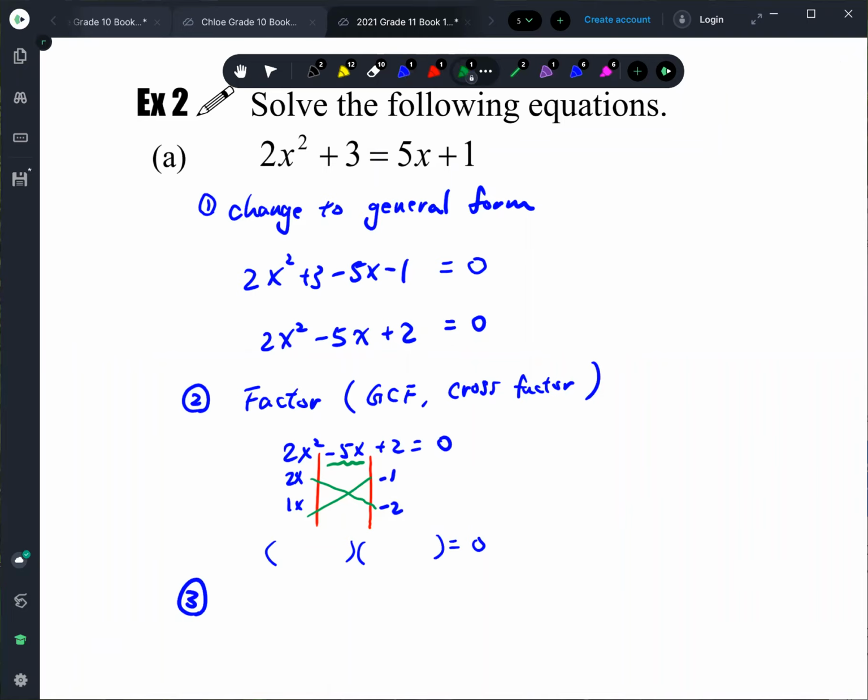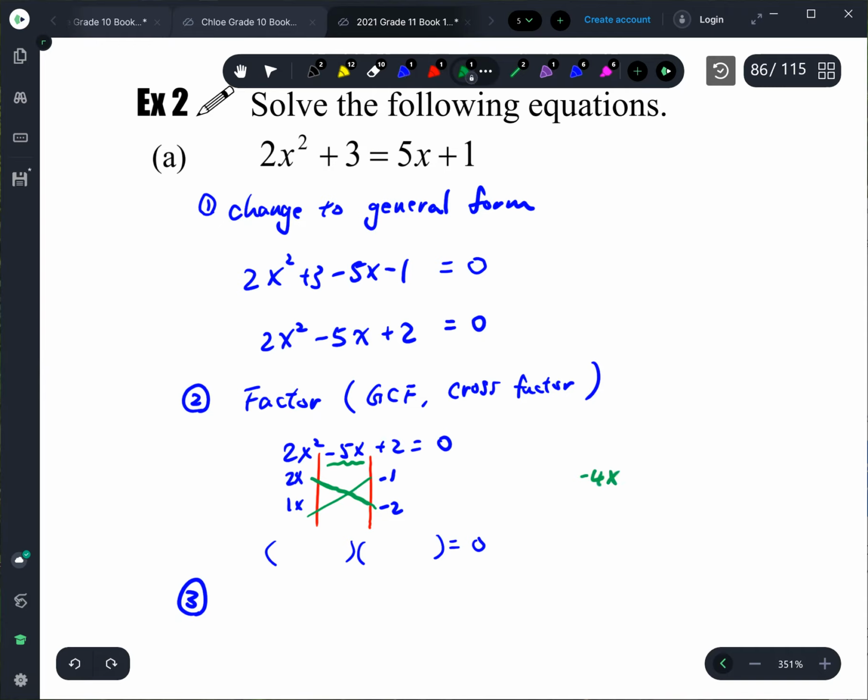Okay, so now if you cross multiply, what do you get? Negative 5x. The first pair, 2 times, oh, negative 4x. And the other one, negative 1x. And they add together. Negative 5x. Okay, so now we found the pairs, but how do we write out the brackets?